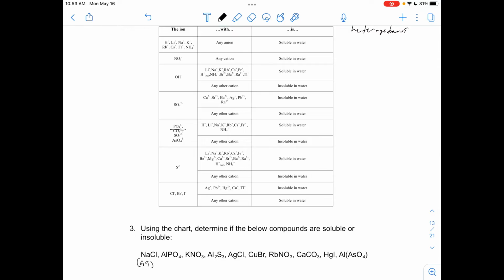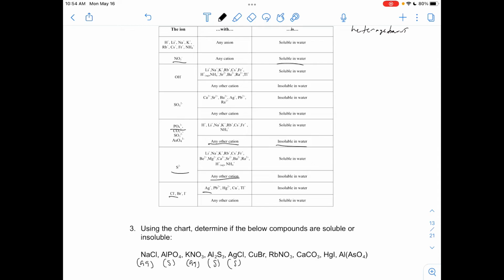AlPO4, so again I'm looking for aluminum or PO4. PO4 is over here, and notice any other cation, aluminum is not listed there, so it's insoluble, so it's going to be solid. NO3, anything with NO3 is soluble. Al2S, Al is not in that top row, so it's any other cation, solid, insoluble. AgCl, Cl's here, Ag's here, so it's insoluble.